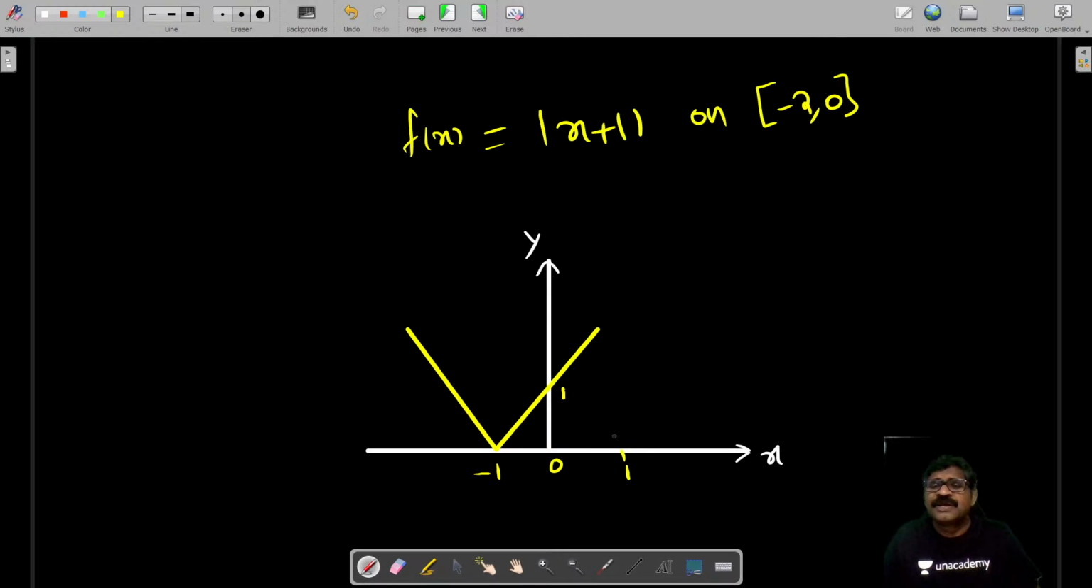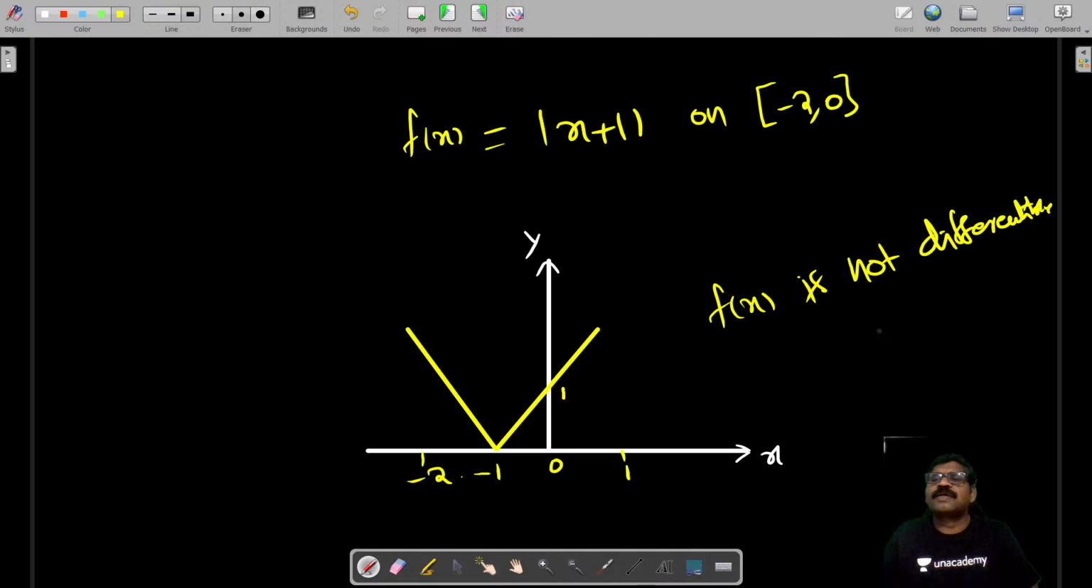Observe here. If you look at the graph, clearly you can understand that the function is continuous. Graph is well connected. But if you look at the graph at minus 1, it is a sharp curve. That's why f of x is not differentiable at x equal to minus 1, which belongs to the interval minus 2 comma 0.